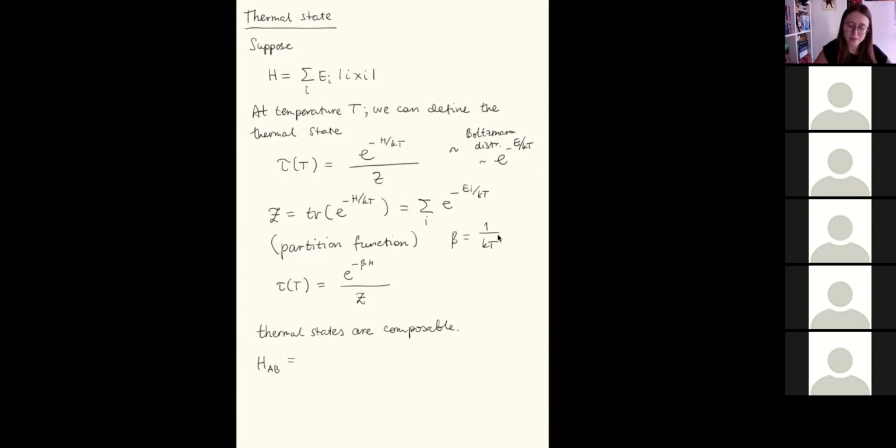In the case where the system is governed by a Hamiltonian where these two subsystems don't interact. So for example, if we have a Hamiltonian of two non-interacting systems, which we label as A and B, then we can show that the thermal state tau AB at a temperature T can be written as a tensor product of the thermal states on the subsystems A and B individually.